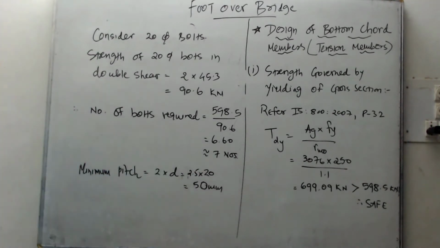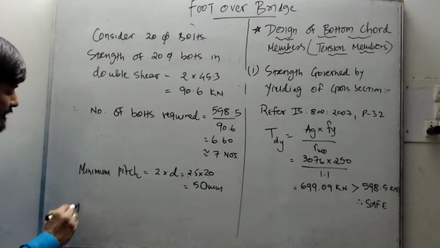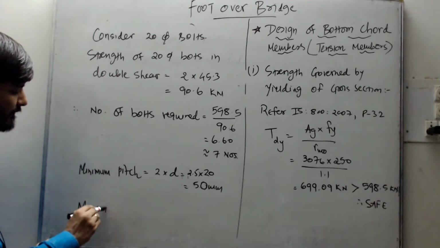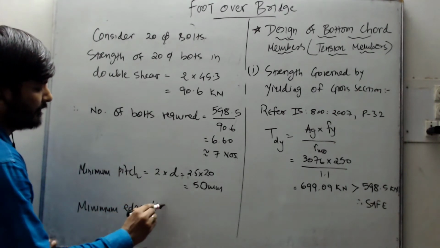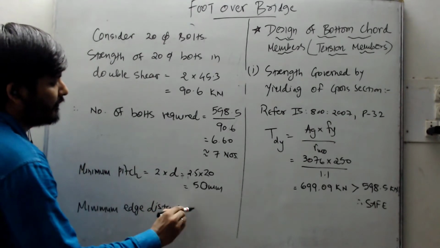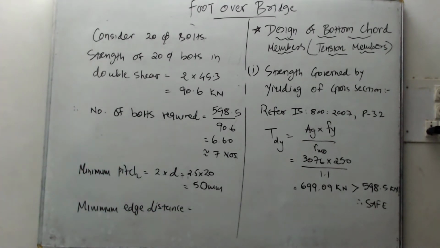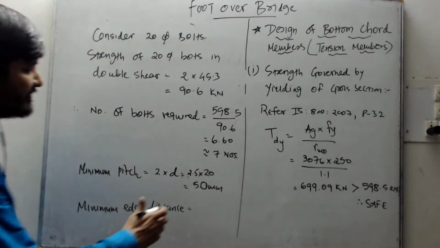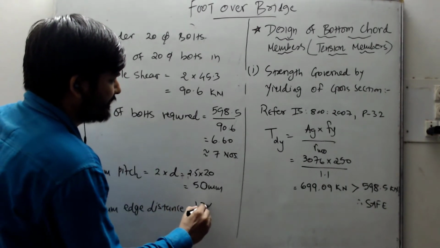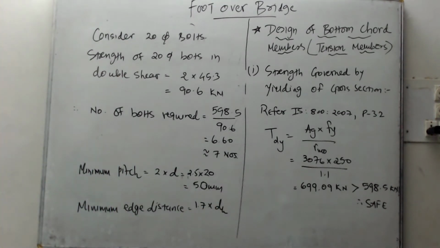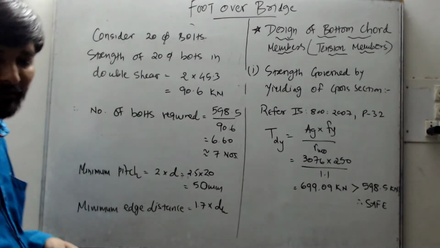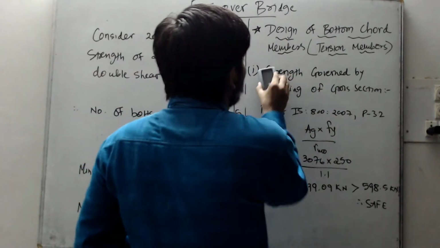It comes out to be 50 mm. Then minimum edge distance, now all these values are coming from the IS code. So we'll see the IS code once I calculate. So 1.7 multiplied by DH, DH is the bolt hole diameter. So this bolt hole diameter, let us calculate bolt hole diameter.